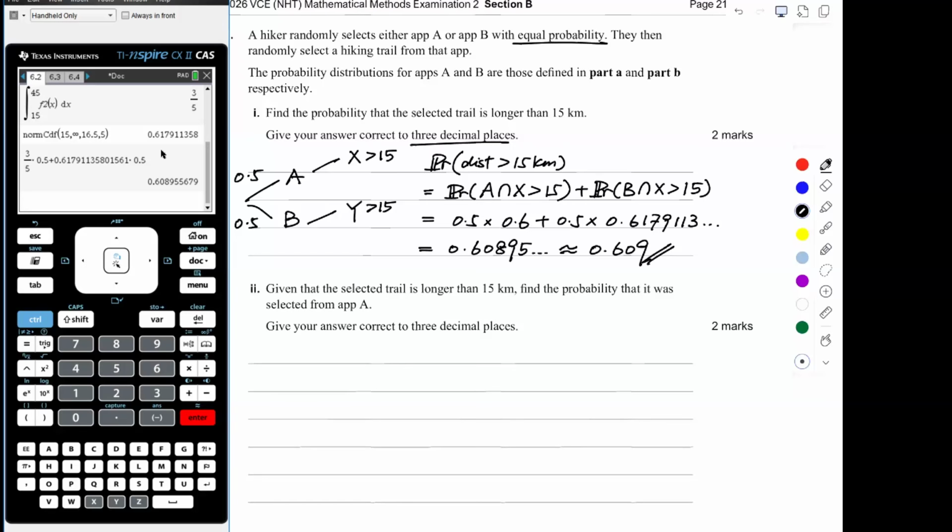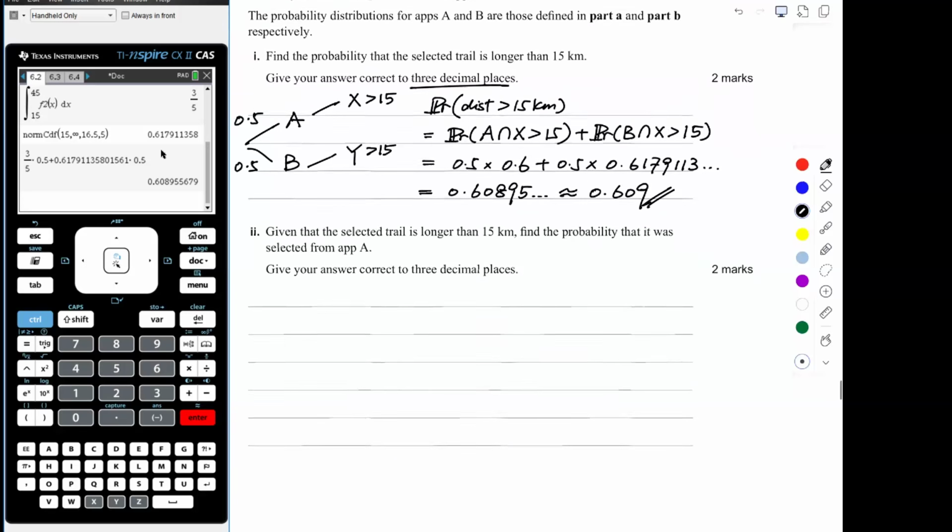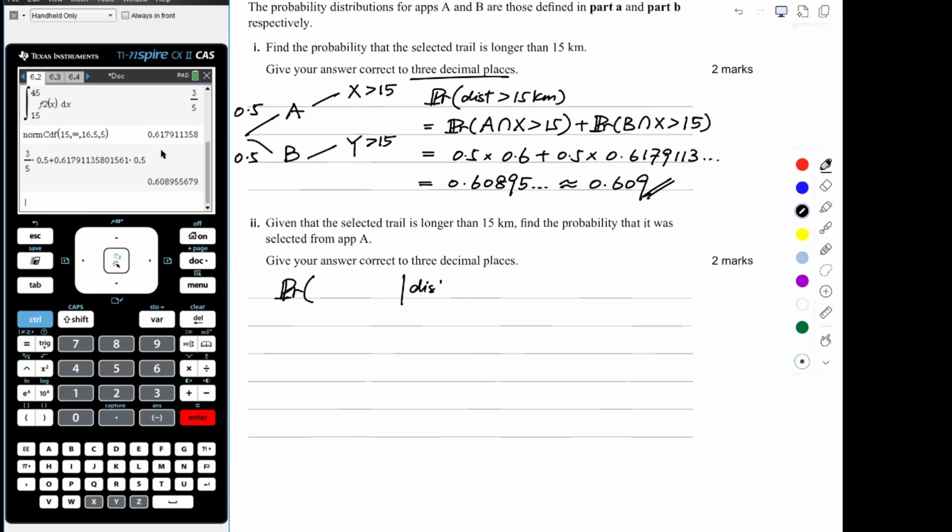And given that the selected trail is longer than 15, so we would like distance longer than 15 kilometers.